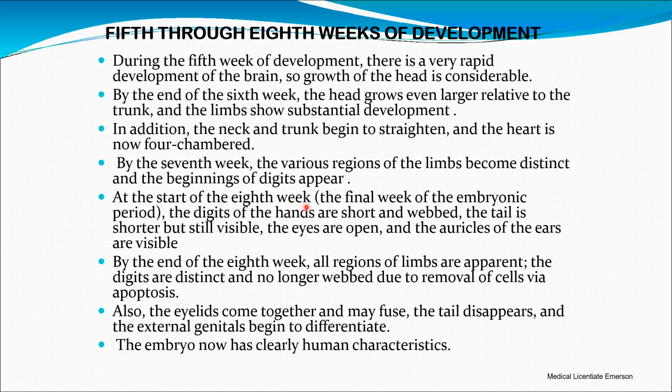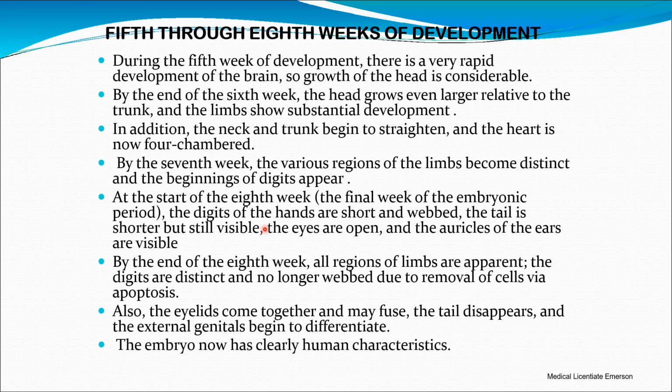Then at the start of the eighth week, the final week of the embryonic period. Okay, so in our preamble we said the fetal period, but this is more over the embryonic period. So at the final week of the embryonic period, which is the eighth week, the digits of the hands, so it's not the fetal period. The fetal period is nine weeks to termination of pregnancy, but this is the continuation of the embryonic period from the fifth week to the eighth week. Okay, sorry about that.